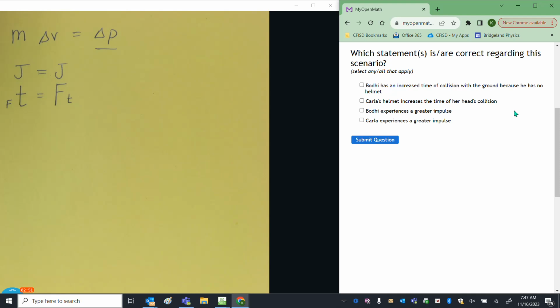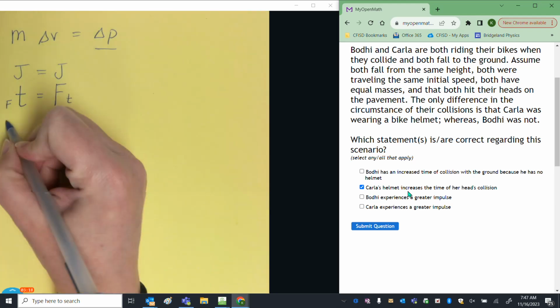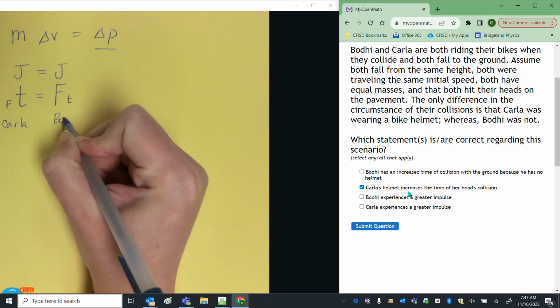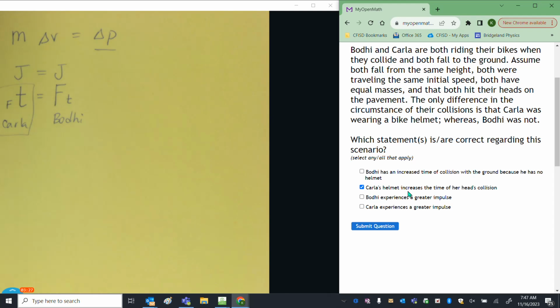The person who is going to have a greater time to come to a stop is the person wearing a helmet where there's padding and there's give to it, just like your bumper had give to it, just like an airbag has give to it, or the hay versus the wall. The one that was wearing the helmet is Carla, and therefore Carla would have increased the time, not Bodhi. So Carla has an increased time and thus smaller forces. That's why we wear helmets, whenever we're riding our bike or playing football or whatever it may be.